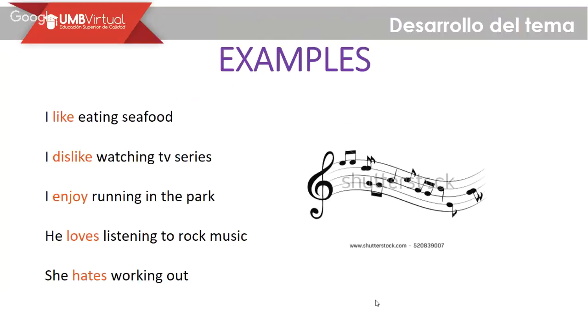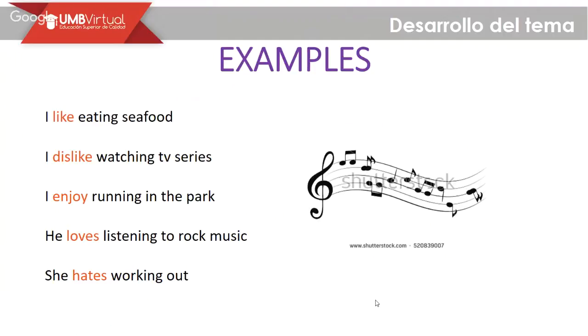So, for instance, in my case, I like eating seafood, but I also like eating meat, chicken, like poultry in general. Sweets, candies, ice cream, and a lot of things. I dislike watching TV series, or I could say I dislike going to the dentist because when a tooth hurts, it's a horrible situation. I enjoy running in the park. I enjoy singing.